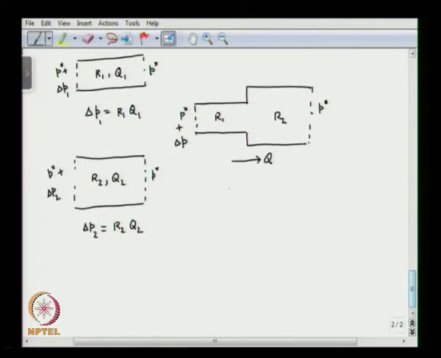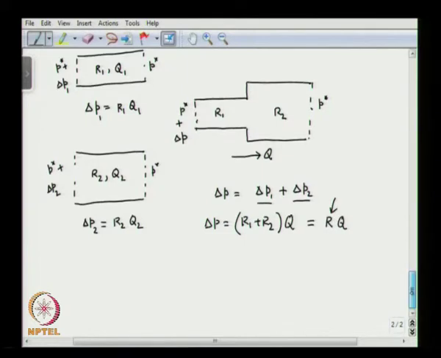So we can write delta P will be equal to delta P1 plus delta P2. So delta P equals R1 plus R2 times Q. R1 times Q is delta P1 and R2 times Q is delta P2. So this will be equal to R times Q, where R is the equivalent resistance of this network. So we can write R to be R1 plus R2. So when two hydraulic resistors are connected in series, the equivalent resistance is the addition of the individual resistances.